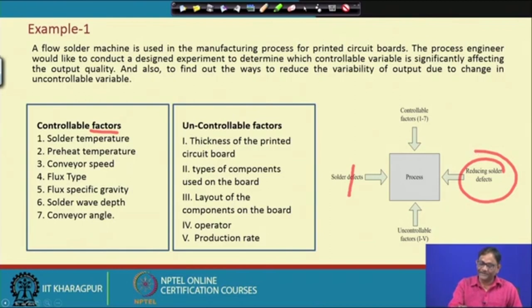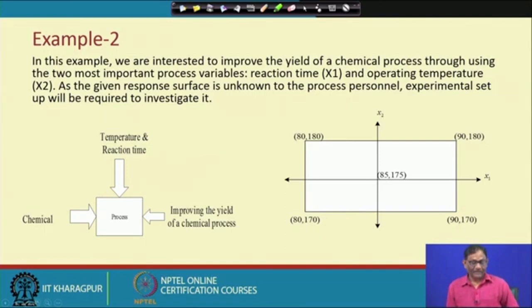My second example is, here suppose consider a chemical process and you want to improve the yield of the chemical process, and it was found from the experts that the two important variables are reaction time and operating temperature. So, you want to conduct an experiment in such a manner that you will know how reaction time and operating temperature will affect the yield.